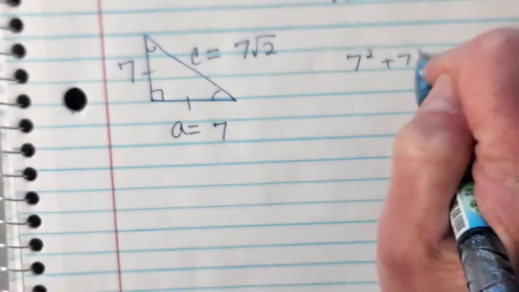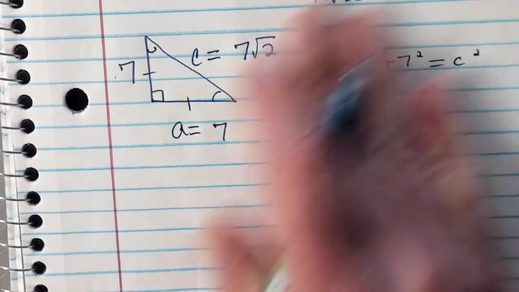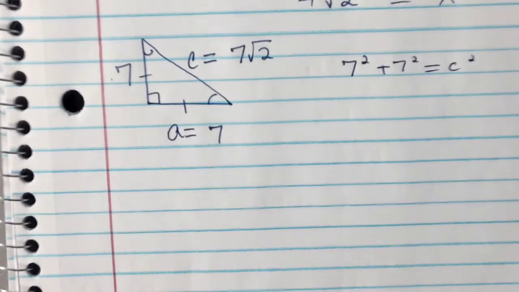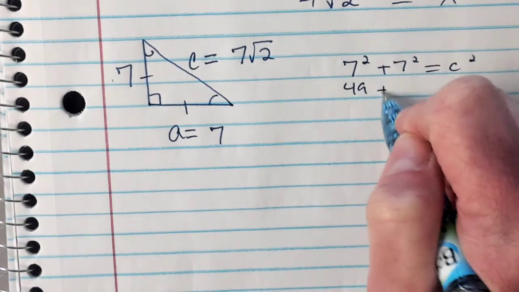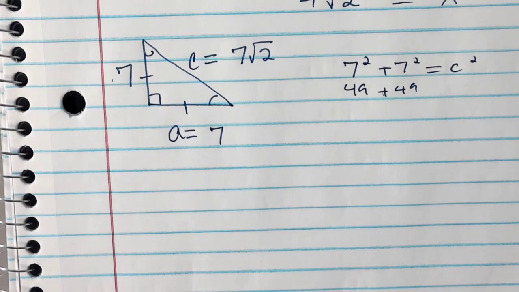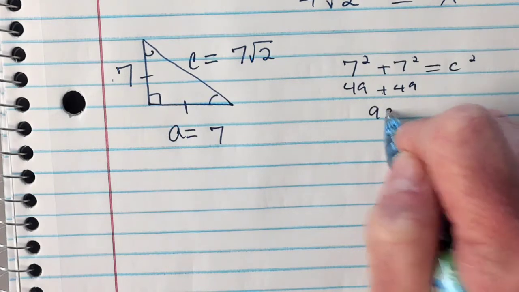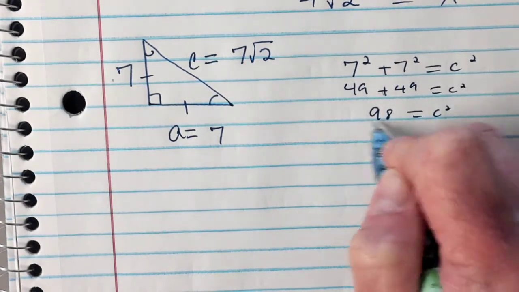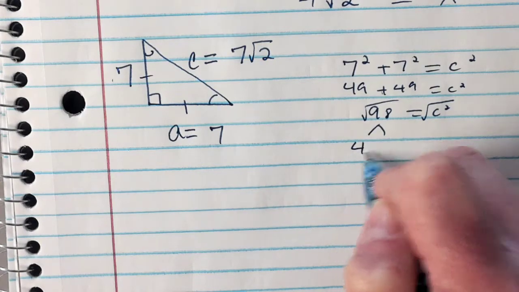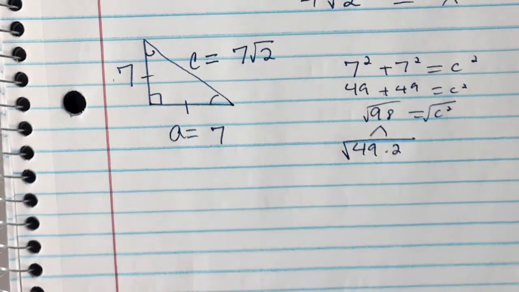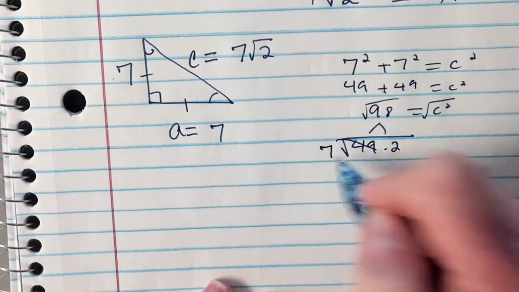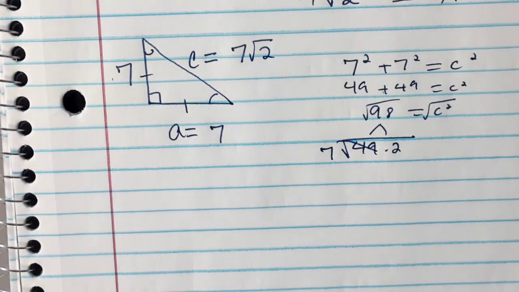7 squared plus 7 squared equals c squared. And you don't have to write this down. You can just watch because I'm going to fly through it. That's 49 and 49. And that's 98. 98 is 49 times 2. Guys, the square root of 49 is 7. This pattern is going to hold. It's always going to be leg root 2 to find your hypotenuse.